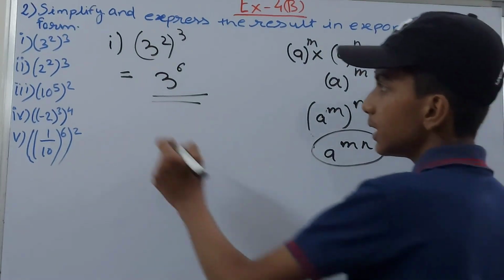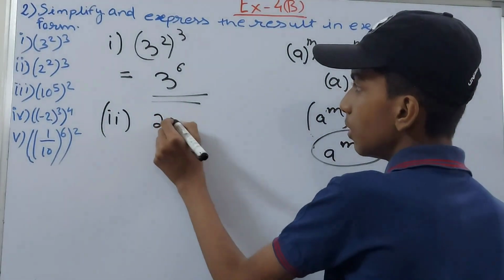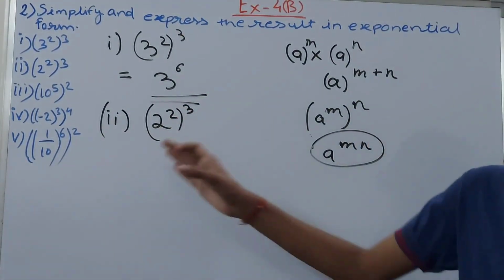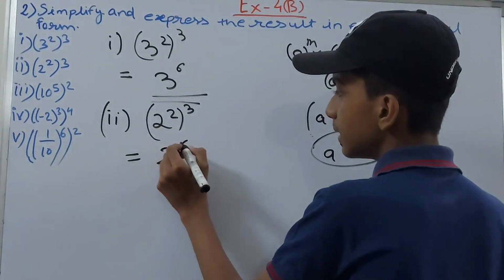Then the next one is the second part. What do we have here? We have 2 to the power 2 and then 3, right? Again multiply 2 and 3, so we'll get 6. And so we'll have here 2 to the power 6.